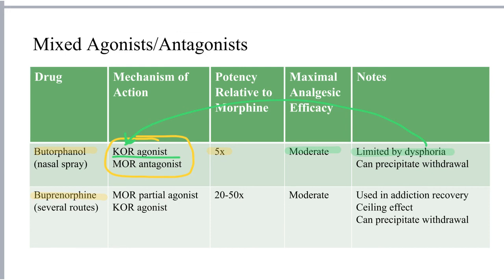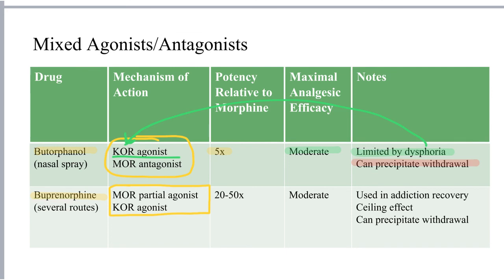In addition, in an individual who uses opioids and has become dependent, butorphanol can precipitate withdrawal because of its mu opioid receptor antagonist activity. The other mixed agonist antagonist is buprenorphine. Buprenorphine is a partial agonist at the mu opioid receptor, as well as having kappa opioid receptor agonist activity.